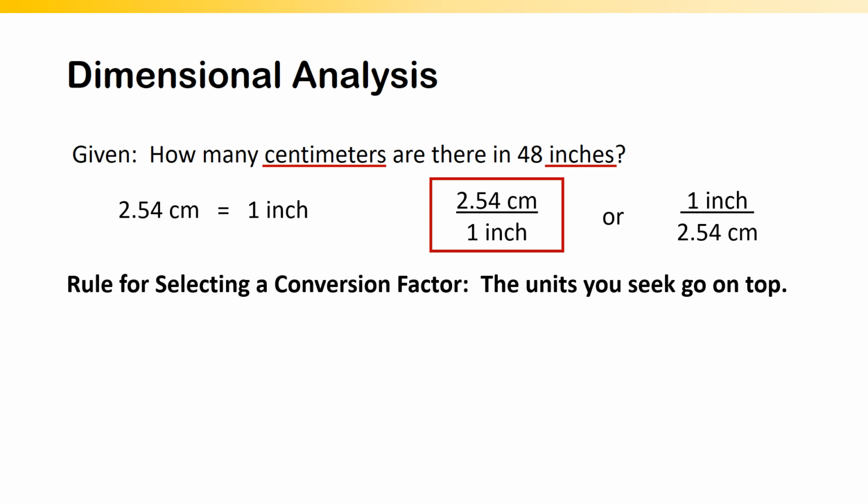Now let's set up our equation. So we're going to take our given, which is 48 inches, and make it a fraction by putting it over 1. And we're going to multiply this by our conversion factor, which is 2.54 centimeters over 1 inch. Now this brings us to the fourth step in our process. The fourth step in our process is to cross out repeating terms. That is, cross out units that are found both in the numerator and the denominator.